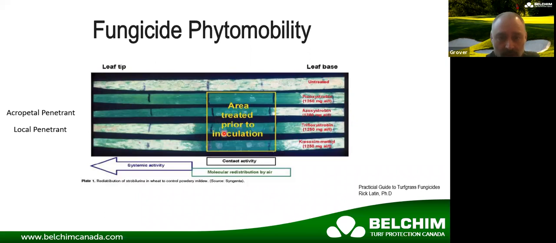tip. You had a little bit of what's known as a redistribution or vapor phase, where you get a little redistribution on either side of that application area. So just a great picture to show the difference between an acropetal and a local. Not to say that trifloxystrobin is better or worse than azoxystrobin in terms of its phytomobility, but just different, that's all.